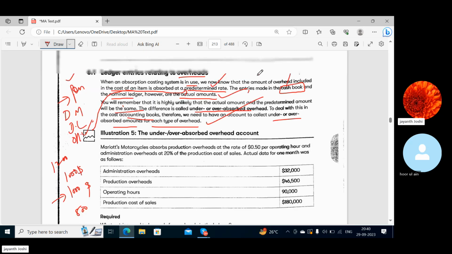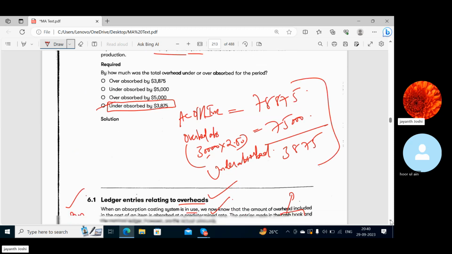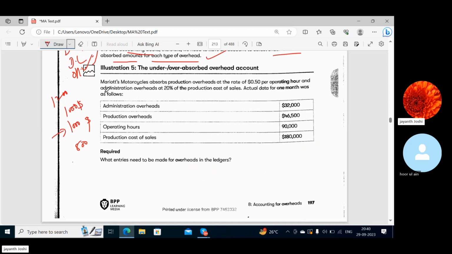So instead of finding this out in a statement manner, we are going to make accounts. Please read this. Marriott's motorcycles absorbs production overheads at this rate per operating hour, and administration overheads at 20% of the production cost of sales. Actual data is given to you: the administrative overheads, production overheads, operating hours, and production cost of sales actually incurred. They're asking what entries need to be made for overheads in the ledger.